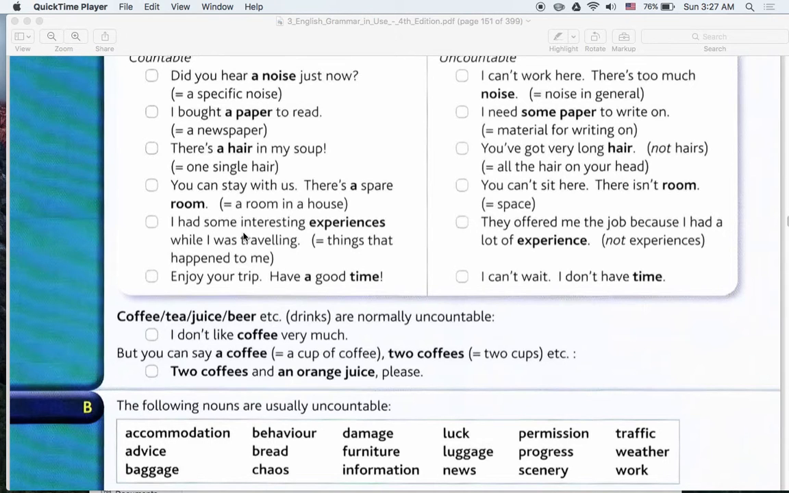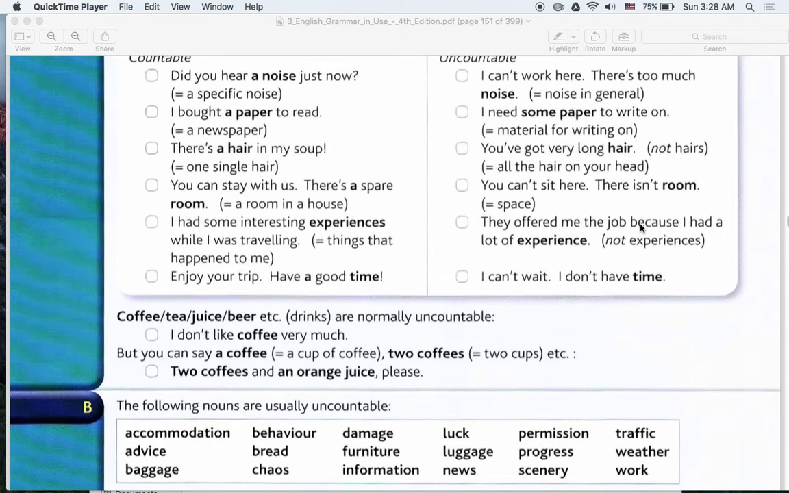I had some interesting experiences while I was traveling. Things that happened to me. Here we can use synonyms like situations. I had some interesting situations, or maybe accidents, or maybe experiences. Here it's used in the meaning of some specific things that happened to the speaker. I had some interesting experiences while I was traveling.